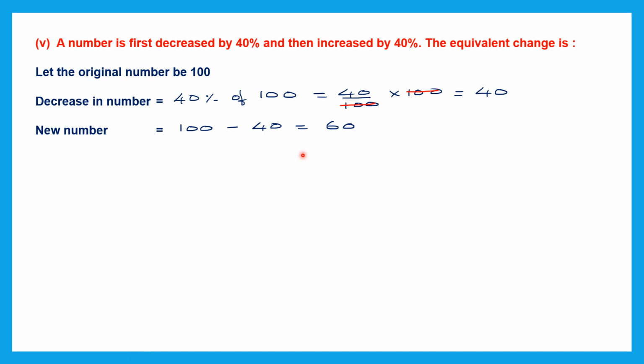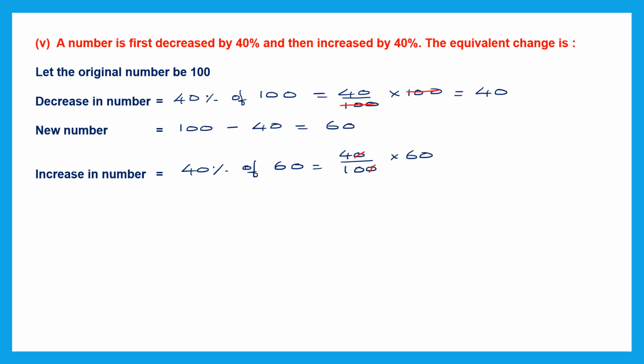Then what do we see? Here it says, and then it is increased again by 40%. So what is the increase now? The increase in number will be 40% of 60. 40% of this new number, that is 60. So 40% of 60 will be 40 by 100 into 60. So again here let's simplify this.